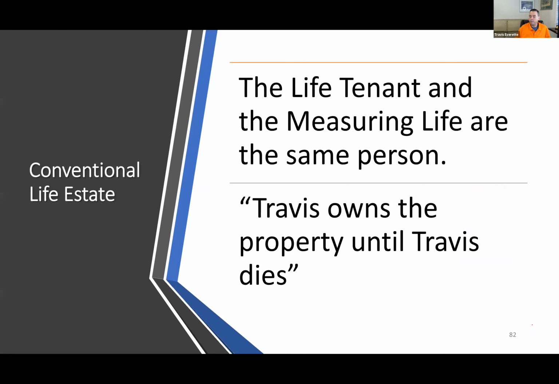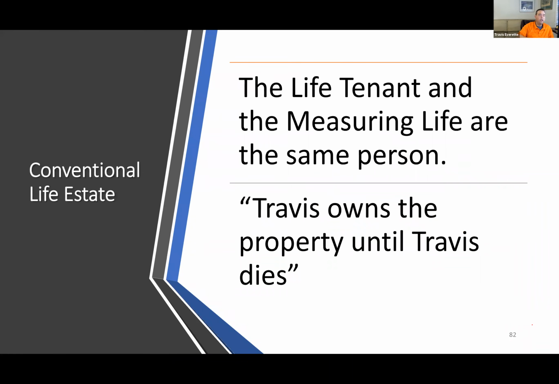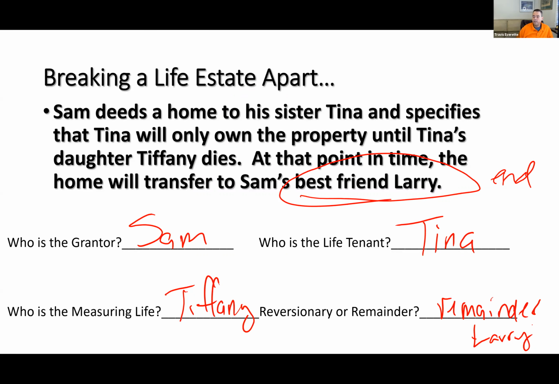Okay. Got it. Now, there is some terminology I'm going to add in here, but it doesn't change the ideas we just talked about. There's a name for a life estate when the measuring life and the life tenant are the same person. And there's a name for a life estate when they're two different people. So look back over at this one. Measuring life and life tenant, are they the same person or are they two different people? Two different, because the life tenant is Tina, and the measuring life is Tiffany, the daughter. Two different. That has a name. That's called a life estate per autre vie.